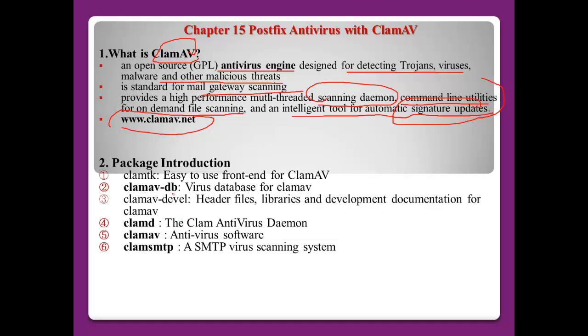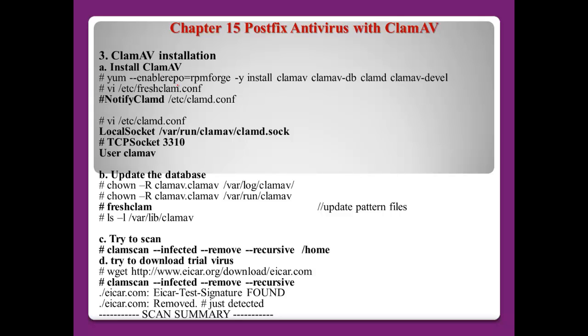So in this video, I will install these packages for ClamAntivirus. ClamTK, this is a front end, and clamav-db, this is the virus database from ClamAntivirus, and the Clam daemon, and the ClamAV antivirus software. And also I will install ClamSMTP, an SMTP virus scanning system supported by ClamAV. And for this one, you also need to install RPMforge, and after that clamav-db like this.